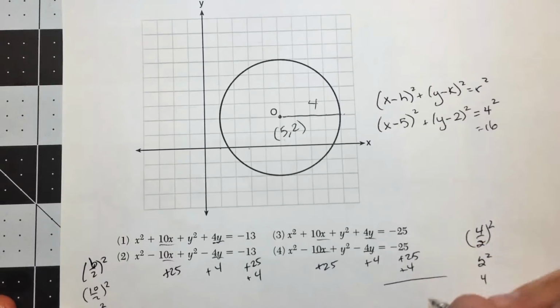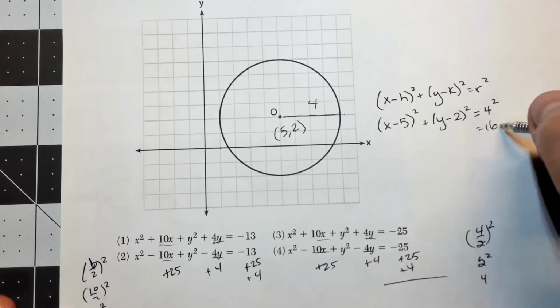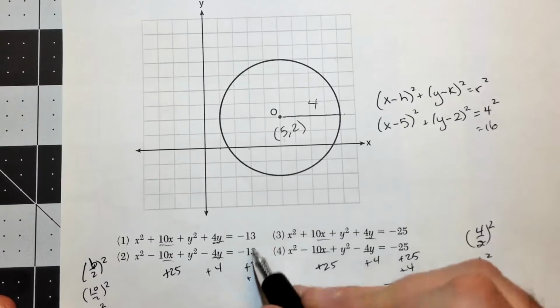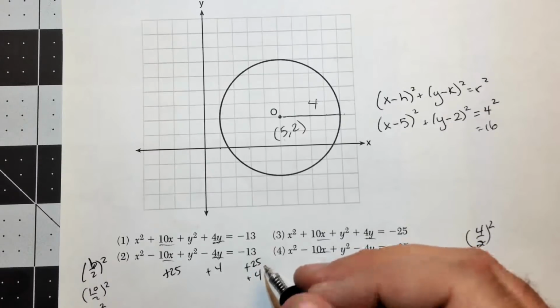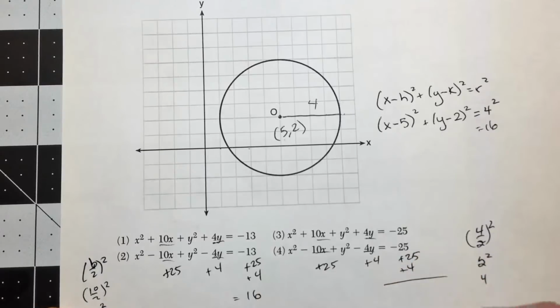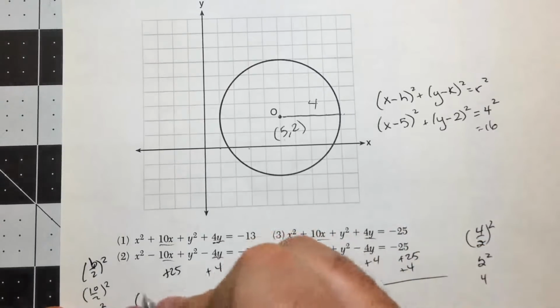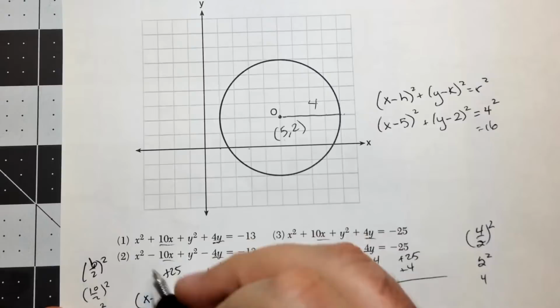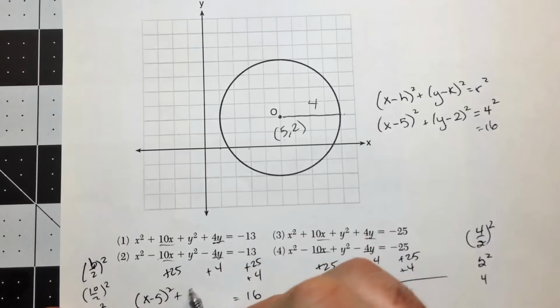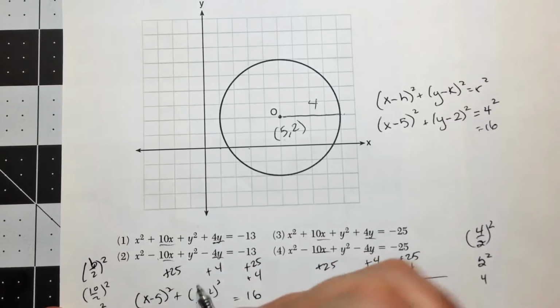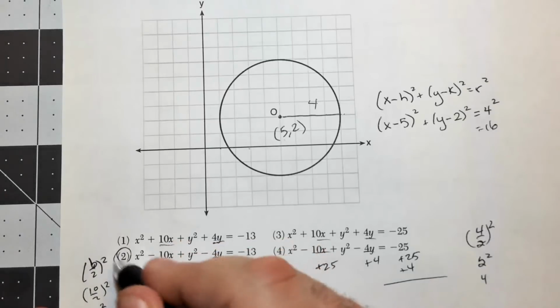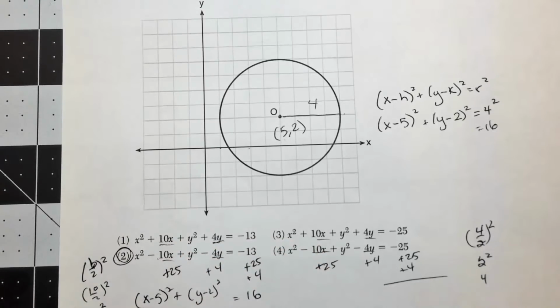So this is going to turn into 4, right? And I need it to be 16, so that's not going to work. This one, though, is going to turn into 16. All right? And then I would know that this is going to be x minus 5 squared, because this sign's going to be negative, and this is going to be y minus 2 squared. So that's how I could figure out the answer based off the equation.